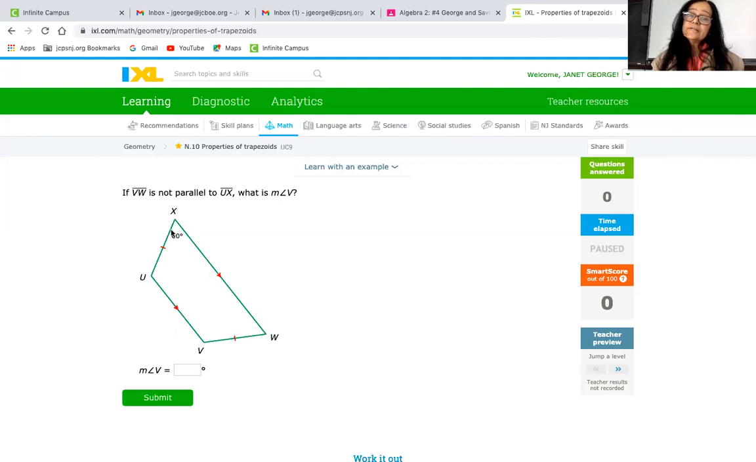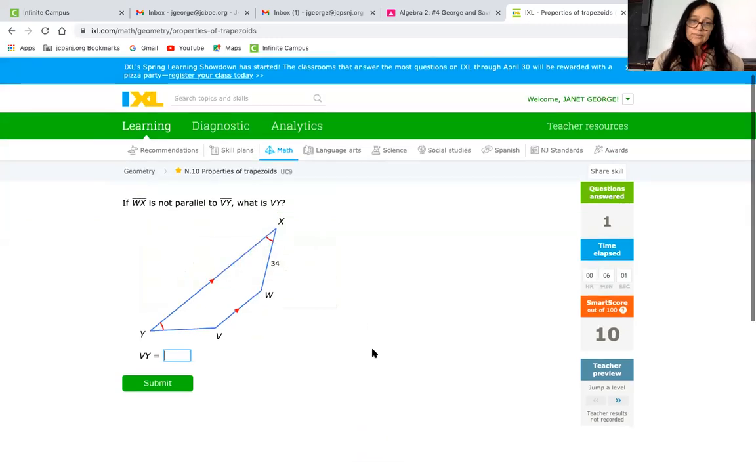We know the consecutive angles are supplementary. That means they add up to be 180, okay? So if one of them is already 60, then 180 minus 60, you get 120. Okay, so this angle, we know that these two legs are congruent, so the base angles are also congruent. So that means angle V is equal to 120 as well, okay?